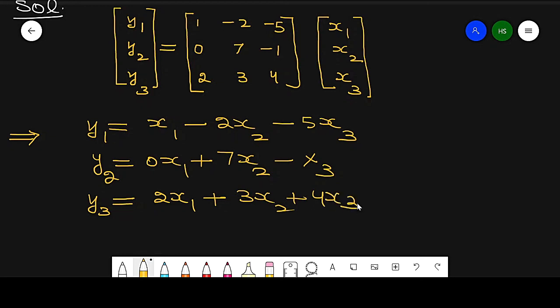So that is the given linear transformation. So in this way we can find the linear transformation from the matrices. So we did both types of question. From the first, we find the matrices from the linear transformation, and in the second part we find the linear transformation from the matrices.